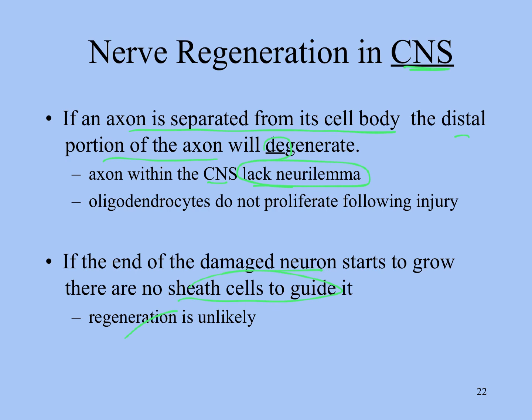And one of the reasons why the regeneration is not likely, because you don't have the neurolemma, is that the oligodendrocytes, which do the equivalent job of Schwann cells in the peripheral nervous system, don't proliferate following injury. So if you lose the myelin sheath in the central nervous system, the oligodendrocytes will not give you a new myelin sheath. Therefore, you're not going to have a path for that axon to be guided, and you're not going to have that regrowth.